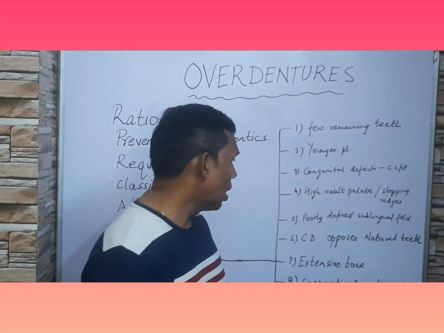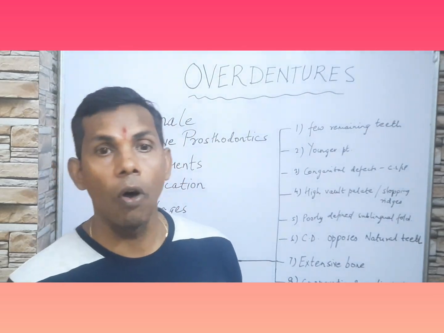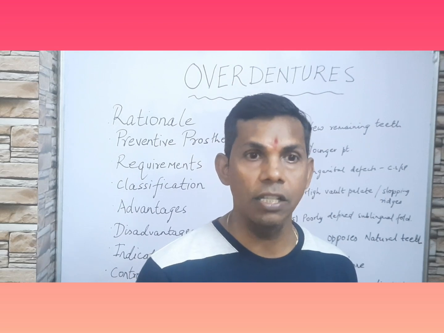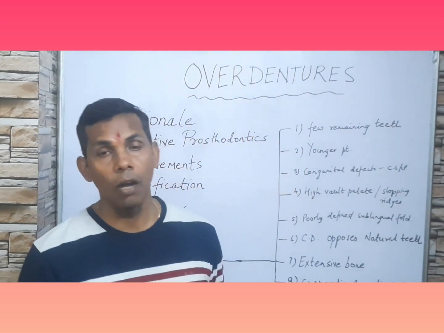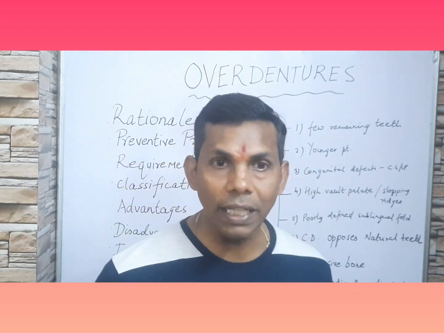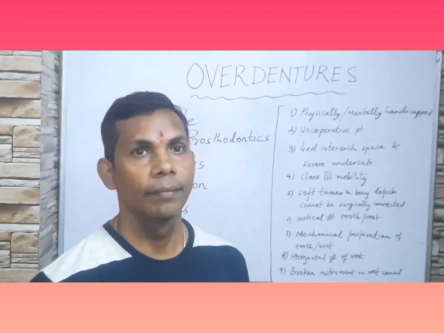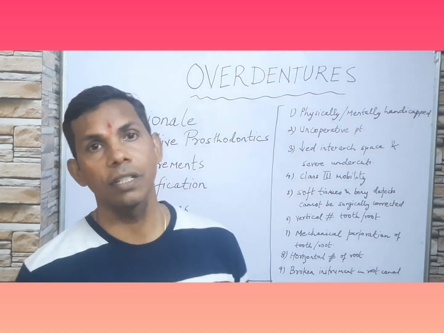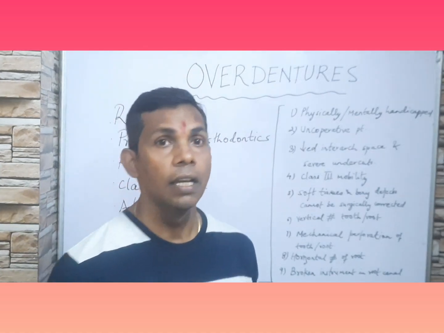Next is, since this involves, because that may also go for extraction in a later stage, you have to have a cooperative and a motivated patient. So these are all the indications for an overdenture. So next is the contraindications. Now contraindications, it's very important to understand this.